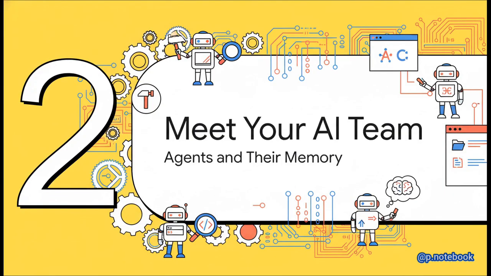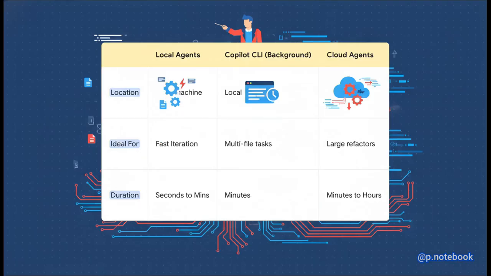All right, so we've met the individual musician. Now let's meet the whole band. We're going to look at the different kinds of agents you have on your team, and this is super important, how they actually remember their part in the music. A conductor wouldn't use a tuba for a violin solo, right? It's the same idea here. You need the right agent for the right job.